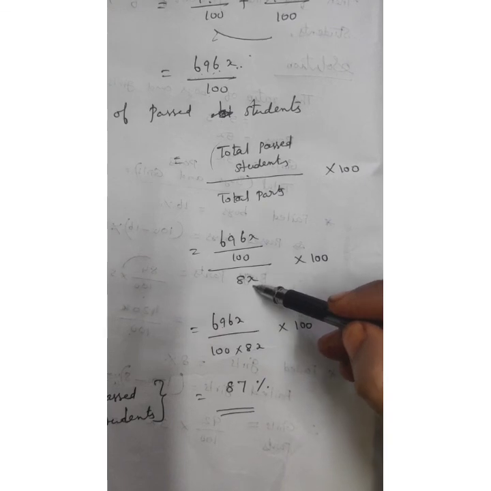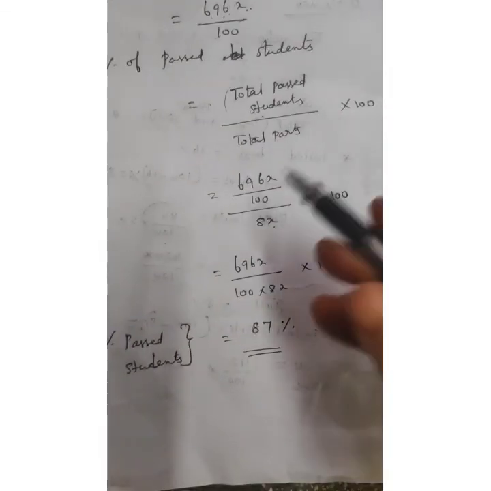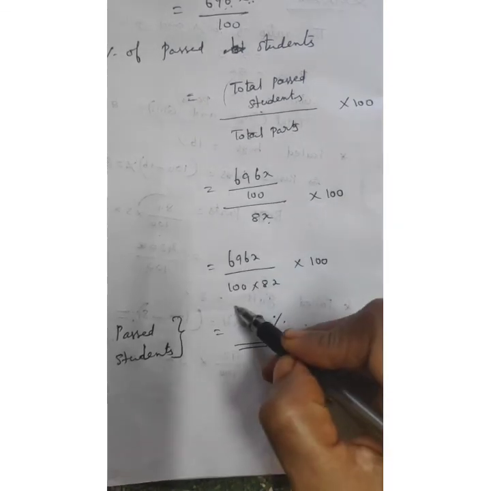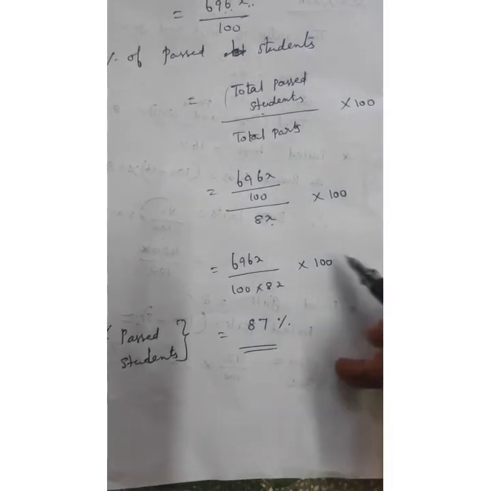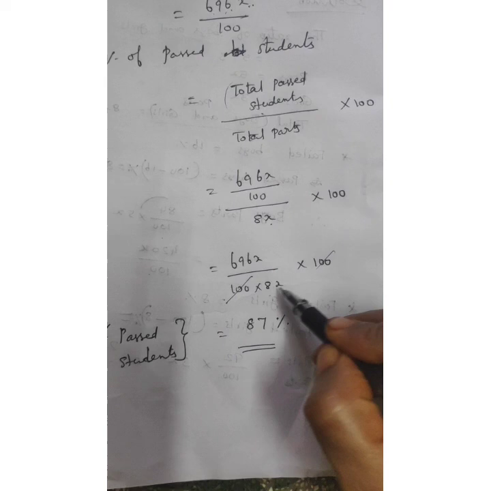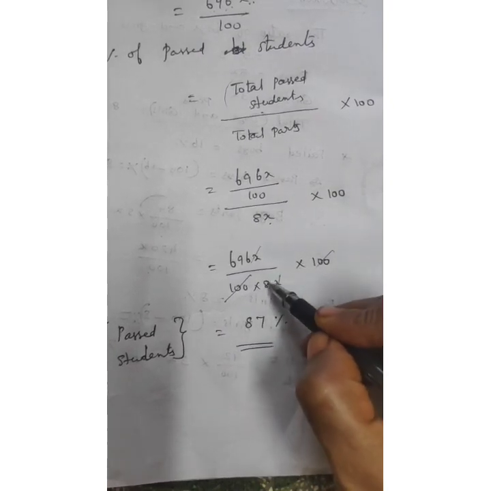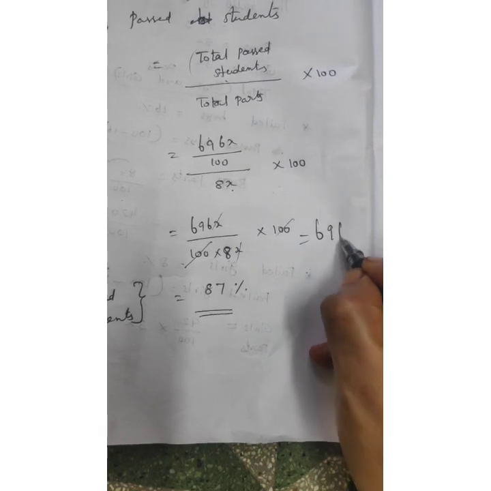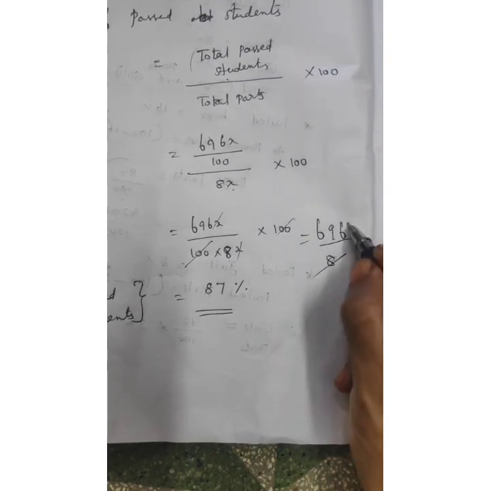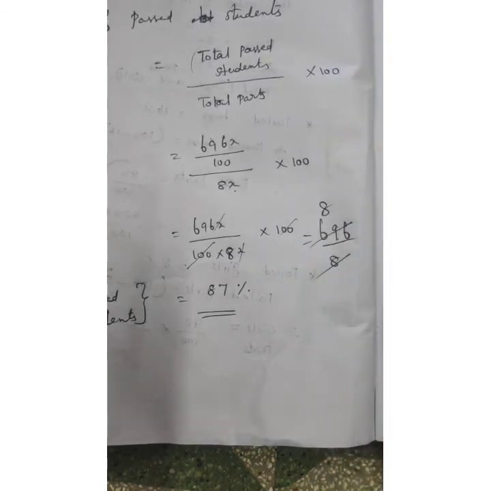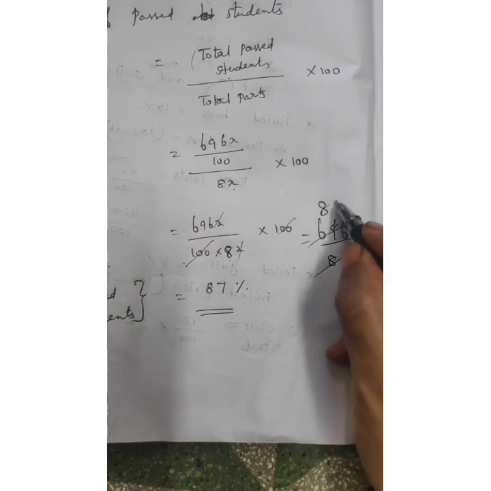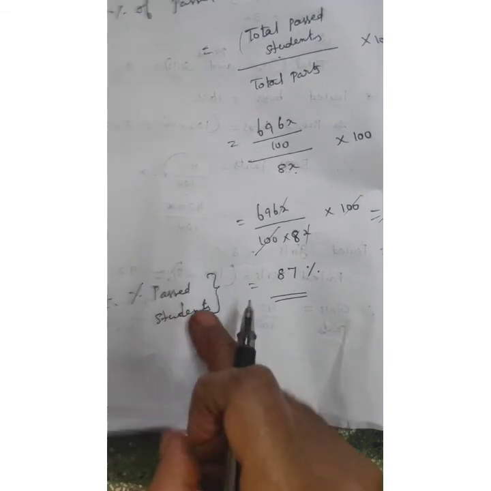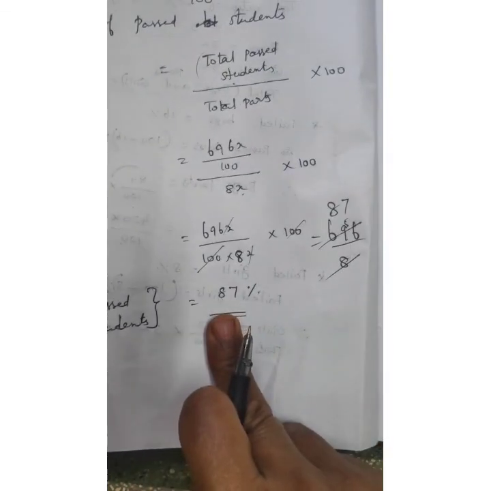Total parts equals 8x into 100. 696x up you write, down you write 100 into 8x into 100. 100 strike out, x also you strike out. What is the remaining number? 696 divided by 8. Divide: 8 8s are 64, remaining 5, 7 8s are 56. Now the percentage of passed students equals 84%.